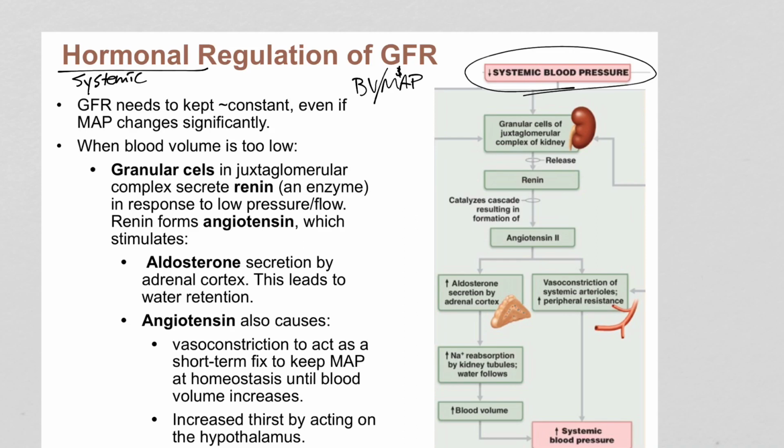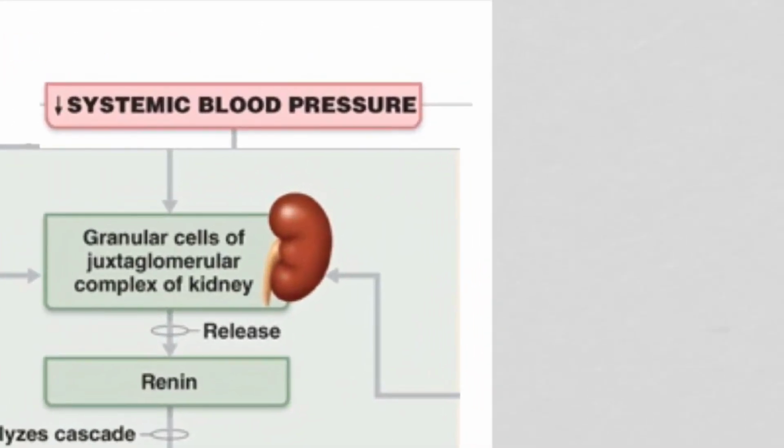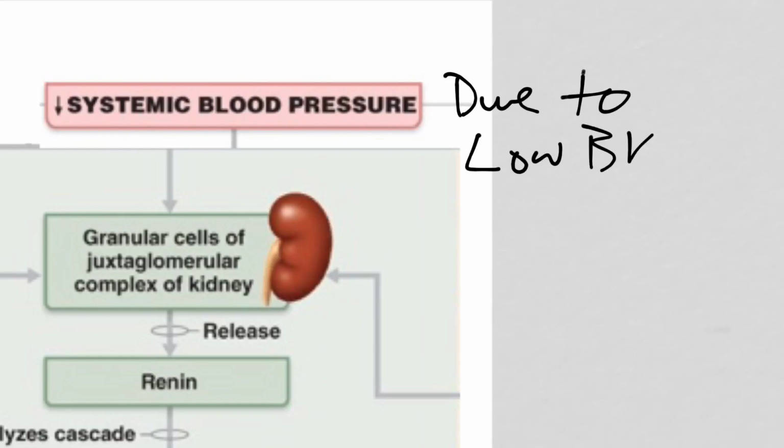Your kidney has sensors in it that know that pressure's down. And if pressure is low enough that the heart isn't really compensating, your kidney assumes that blood volume must be low. And so I want to just add a caveat on this. We're going to say that this is a decrease in systemic blood pressure specifically due to low blood volume.